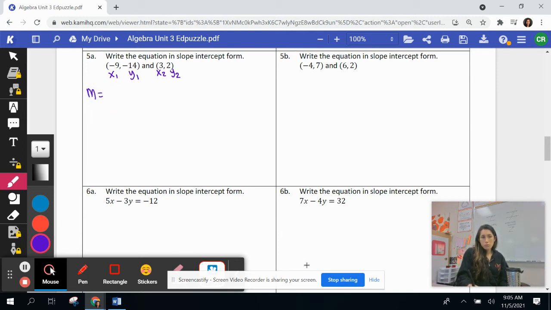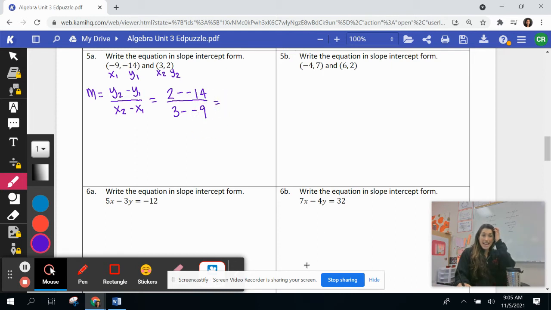So remember, our slope is subtracting the y's. It is the vertical change, how much we're going up and down on a graph from one point to the next, over our horizontal change, how much we're going left or right on the graph. So if we take y2, which is 2, so y2 minus y1, so minus a negative 14, we're going to divide that by 3 minus a negative 9.